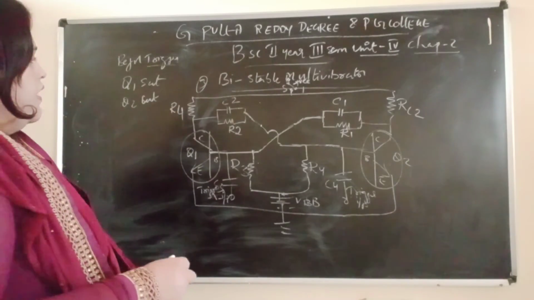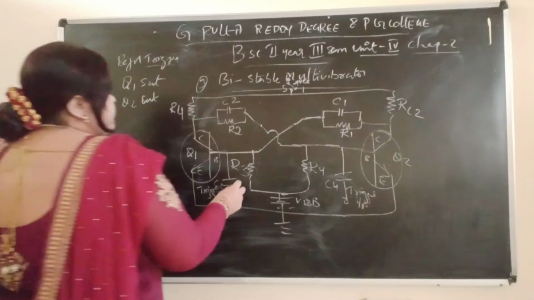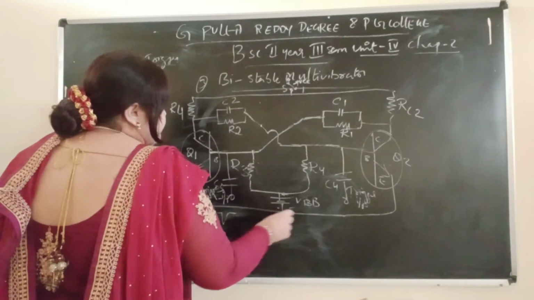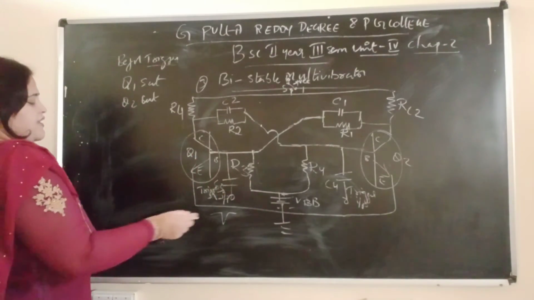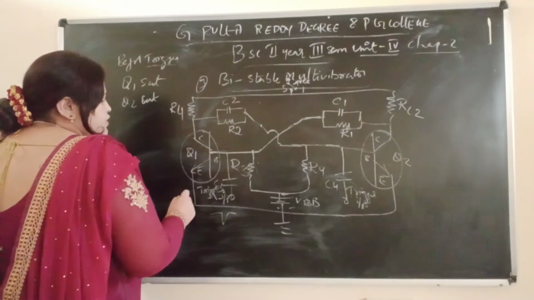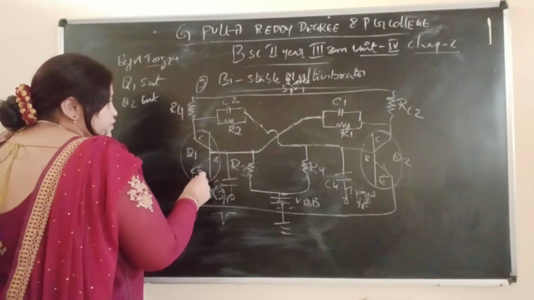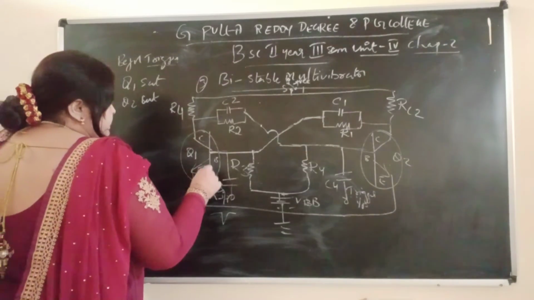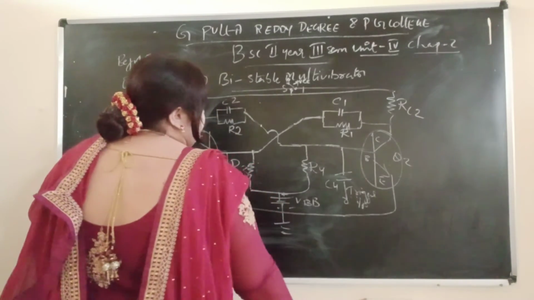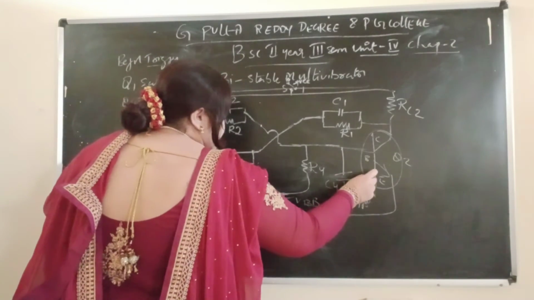Now I will be giving the trigger pulse to Q1. This is in saturation, this is in cutoff. Now I will give a negative going pulse to Q1. As I am giving a negative going pulse to Q1, what will happen? This is in saturation, so the current in this will be decreasing, since it is getting a negative going pulse, and voltage will be increasing. This increased voltage will be applied to the input of Q2. So Q2 will be getting high voltage input.